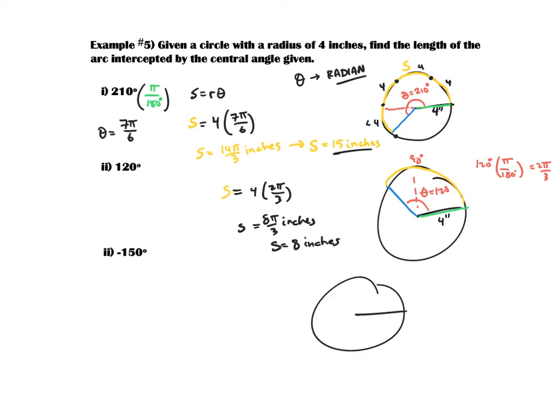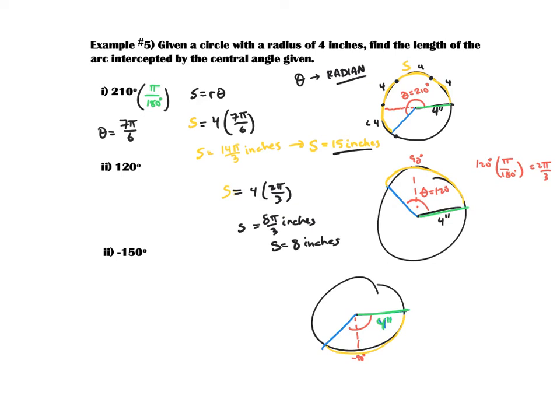Okay, circle, radius 4 inches. Standard position, we're going to rotate negative 150, which is going to go past negative 90. And terminate, oops, I got my green and my blue flipped around. That should be a 4 in green and in blue. So we want to know the measure of this arc.